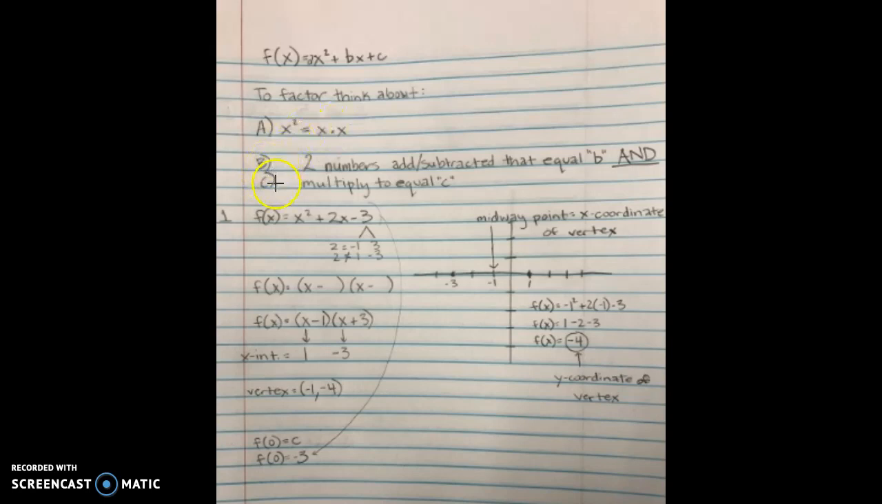And then for b and c, you need to think about two things. Two numbers that are added or subtracted that equal b. So in this example, we want two numbers that when you add them together equal 2. Now that could be almost anything. So the really important part is the c, which is that they need to be added or subtracted to equal b, and they need to multiply to equal c. And that kind of cuts things down, because only a couple things you multiply together to get these numbers.